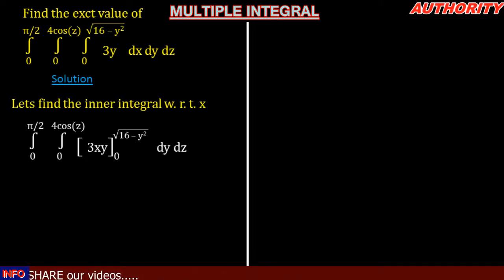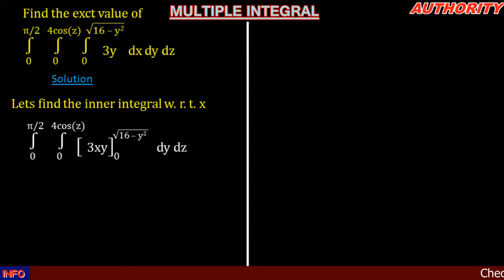So here, that means we're going to have the integral from 0 to pi over 2 and the integral from 0 to 4 cos z of 3xy, with the limit 0 to the square root of 16 minus y squared, dy dz. We just integrated the inner part with respect to x. After this, let's plug in the upper limit minus the lower limit. If we plug in the lower limit, it's going to give us 0. So we are not going to bother ourselves with the lower limit. We're just going to plug in the upper limit, since the lower limit is 0.